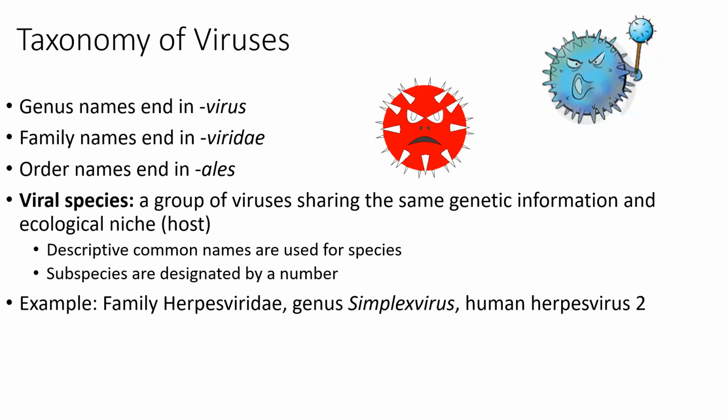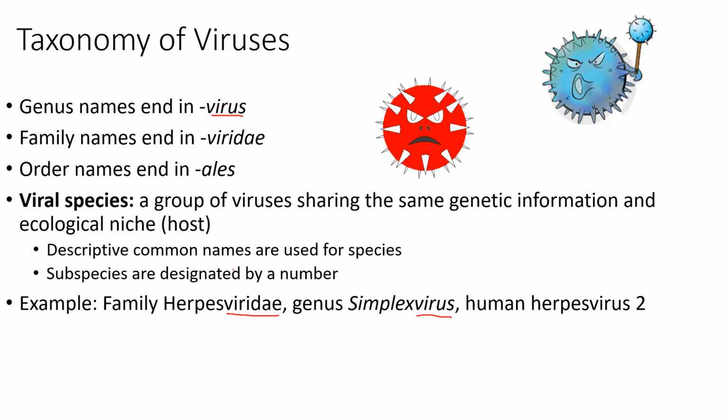So if we're looking down here at human herpes virus 2, all the human herpes virus 2s are going to have the same genetic information and infect the same type of host. You can probably guess HHV2 infects humans. Human herpes virus 2 belongs to the genus simplex virus. So again, notice here's the ending of virus, which is how you know that this is the genus name. Okay, and HHV2 belongs to the family Viridae.